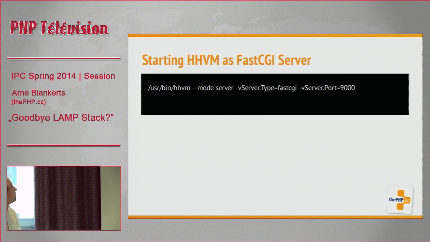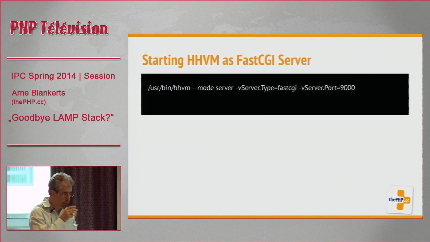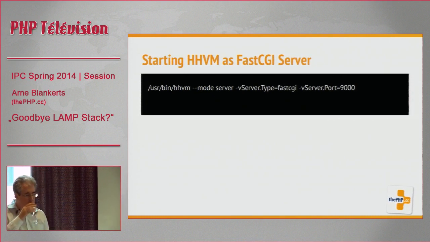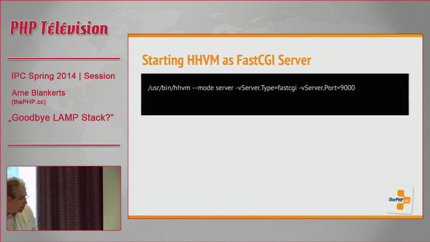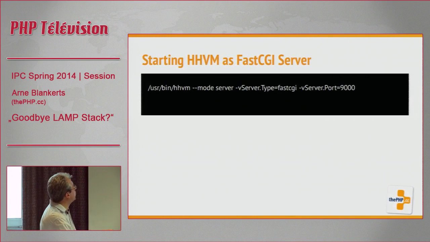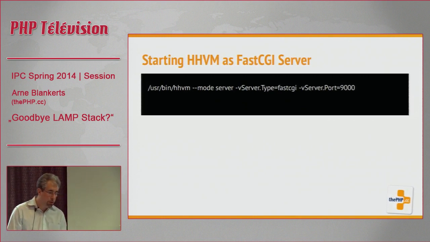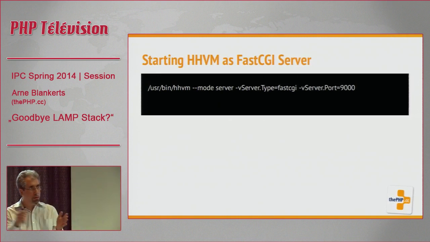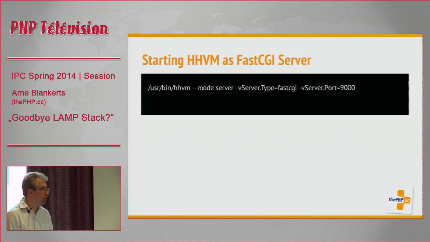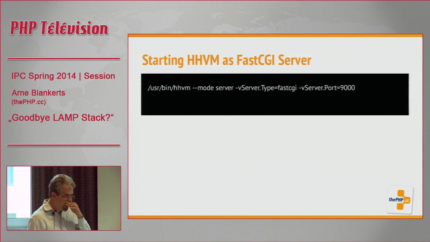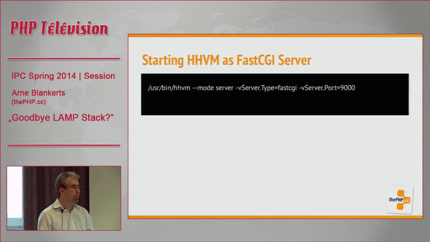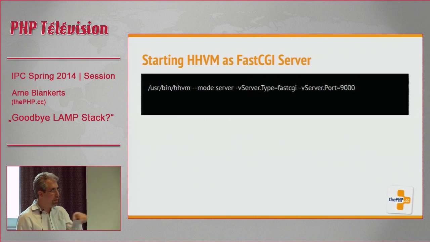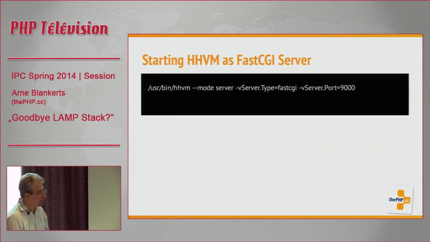And we can just start it as a FastCGI server. The reason why this has a server mode is that HHVM by itself is pretty much the same as PHP. You can just run PHP and then give it a file name, and then it's going to execute it. But in this case, we want to have it as a server. So they have everything in one binary. They don't have PHP-FPM or FastCGI as a specific binary. It's just a switch on the command line.